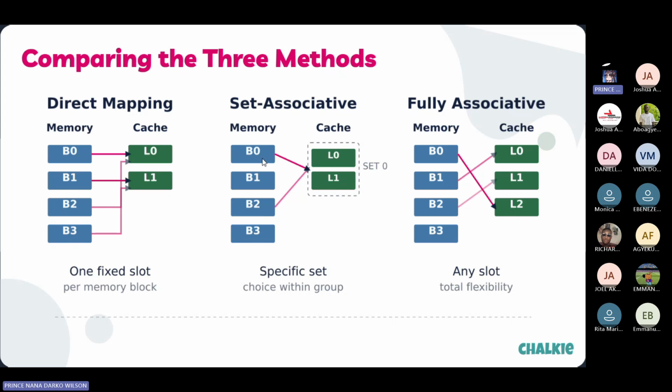Then we have the fully associative, where one data can take any space it wants. Okay, with this particular one, I think they should have even extended more arrows to the different cache slots. So B0 can go to L2, B0 can go to L1, it can go to L0. B1 same, it's just total flexibility.